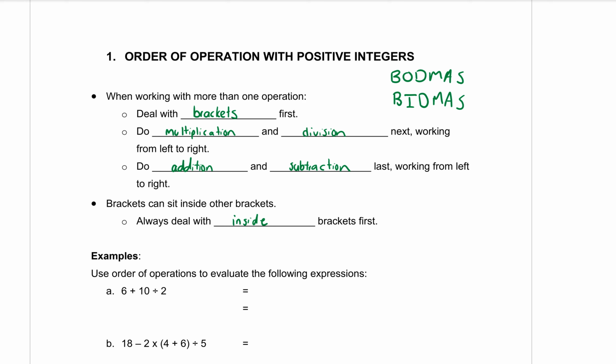D is for division and M for multiplication. So division and multiplication are together. So you do whichever one of those comes first. You don't just do division first. It's whichever one comes first along the line. And then addition and subtraction, whichever one comes first along the line. Okay, so that's a little thing to help you remember the order on how to do them.